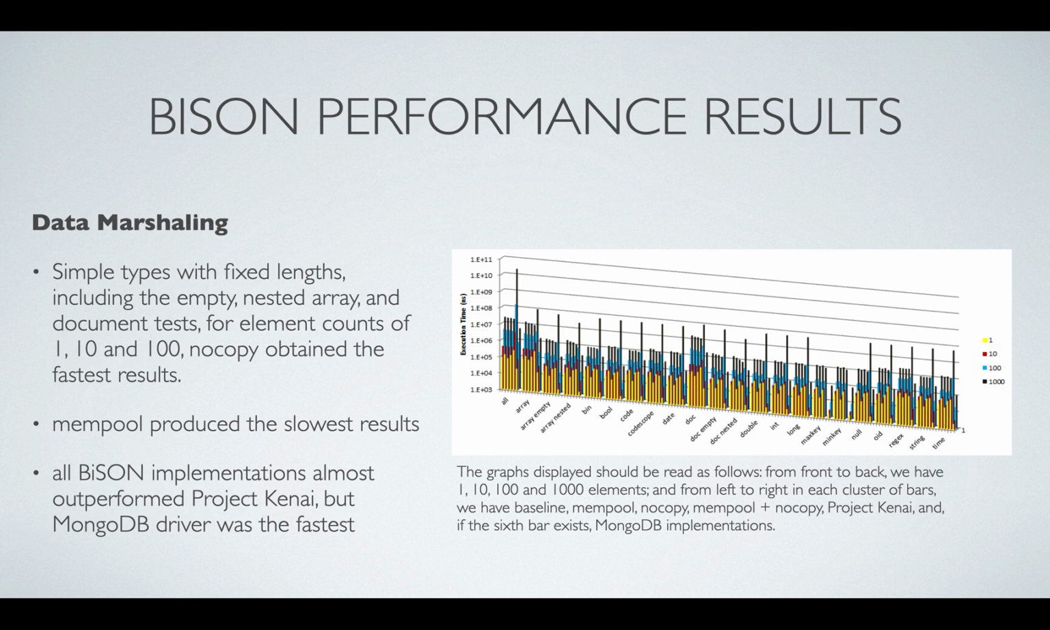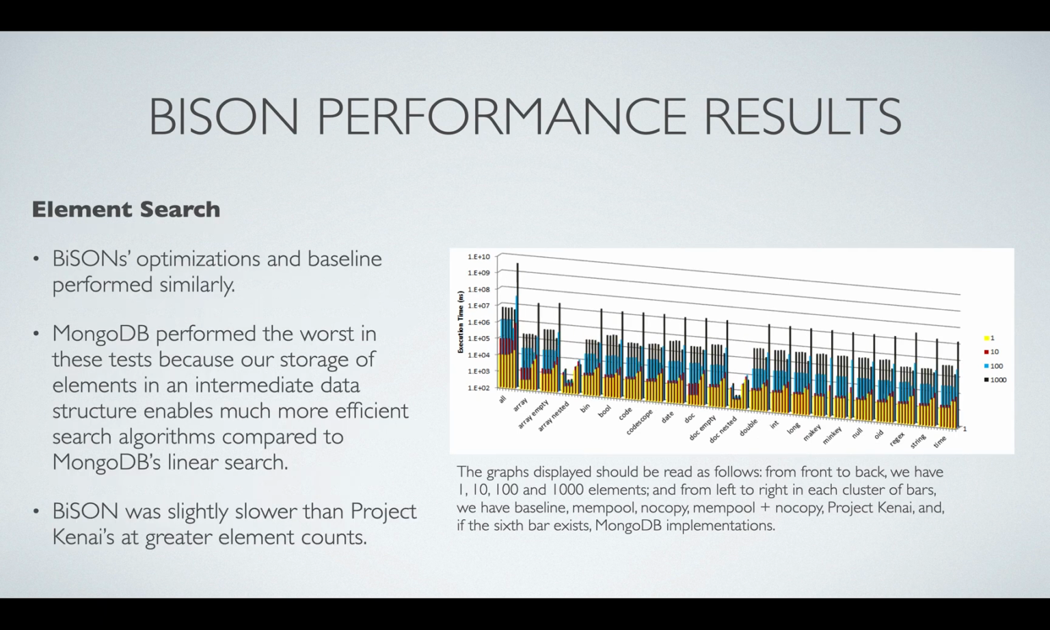What we see here is that when it comes to writing simple types, the no copy had the fastest results for BISON out of all our implementations, and the memory pool produced the slowest results. Our implementation, BISON, outperformed Project Canal, the other open source one that exists. But MongoDB was actually the fastest in terms of writing data types to the network and serializing.